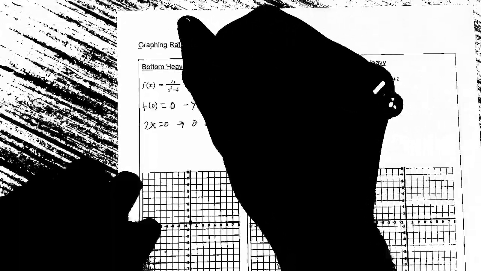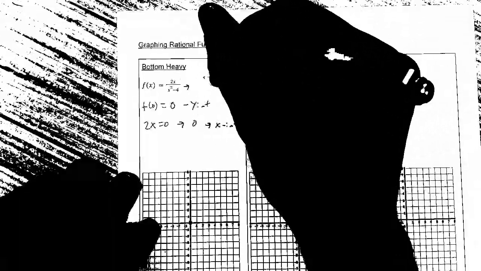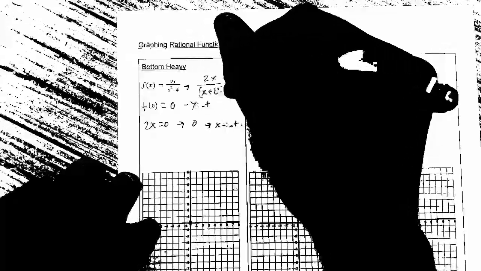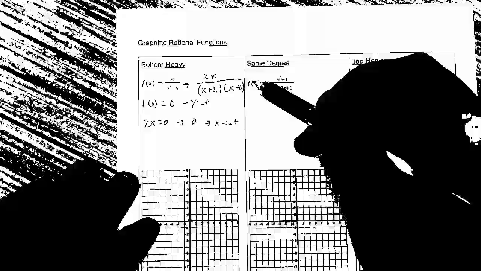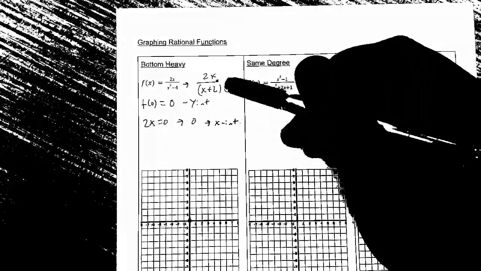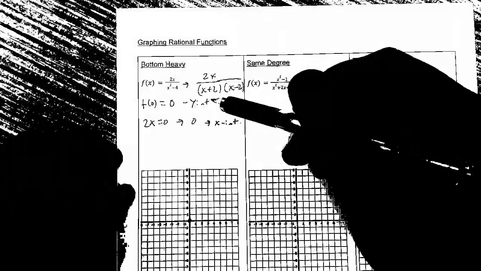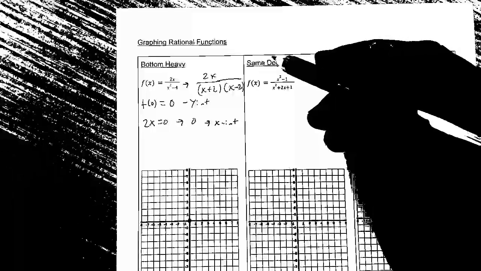Then you always want to factor the rational expression. So we're going to get 2x on top, and then factors of x squared minus 4 are x plus 2, x minus 2. So do we have any holes here? No, because there's no pair top and bottom. It's all on the bottom. So that means we have vertical asymptotes at what points?